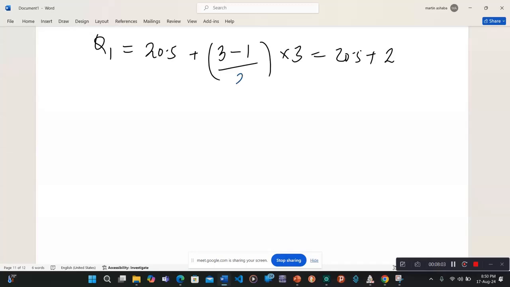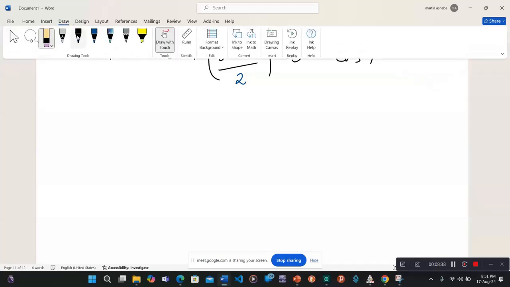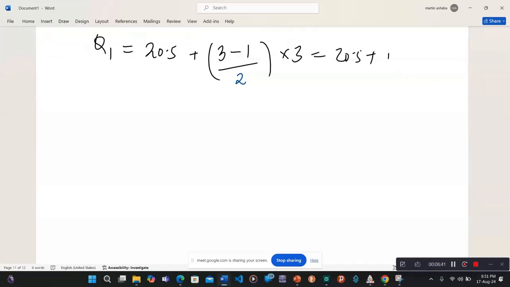So this is 2. So you'll have 2 out of 2 times 3, which gives us 1 times 3, and this gives you 23.5. So Q1 gives you 23.5.